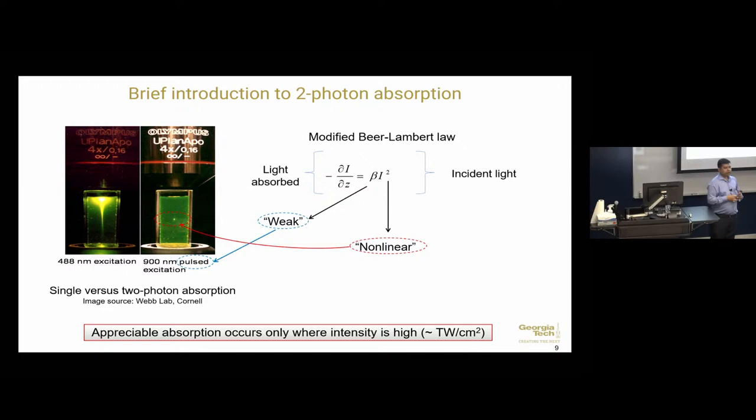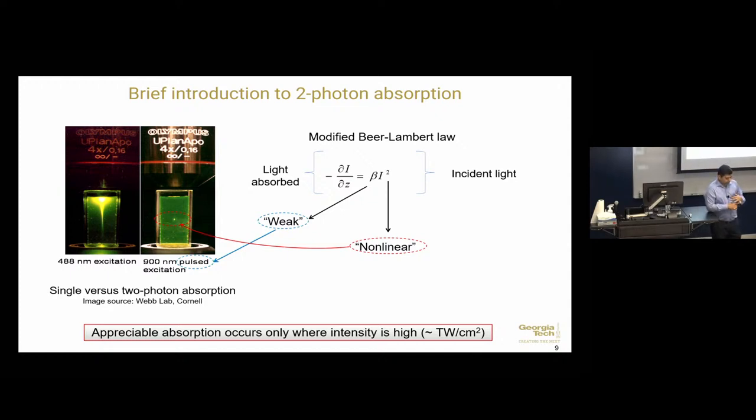So if we take regular materials and hit them with light from, say, this projector, we don't expect the materials to start absorbing in the two-photon mode. What you need is very high intensity, on the order of terawatts per centimeter squared. If you compare that to sunlight on Earth's surface, that's about a trillion times higher intensity. And we can get these intensities with femtosecond pulsed light. You focus that pulsed light into a very small spot, and you can achieve these very high intensities.